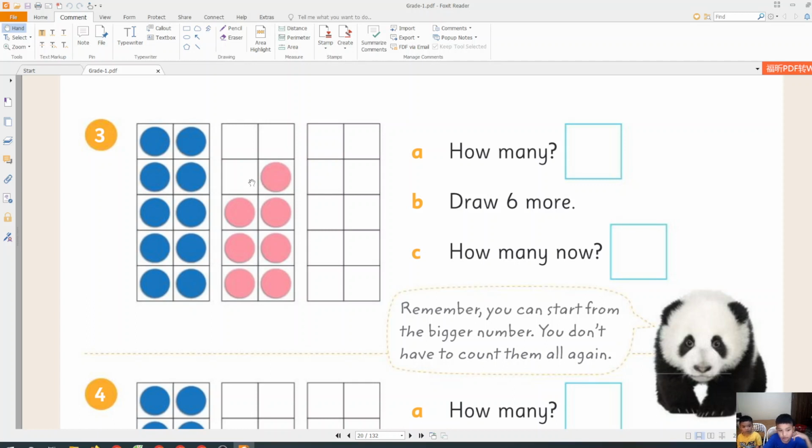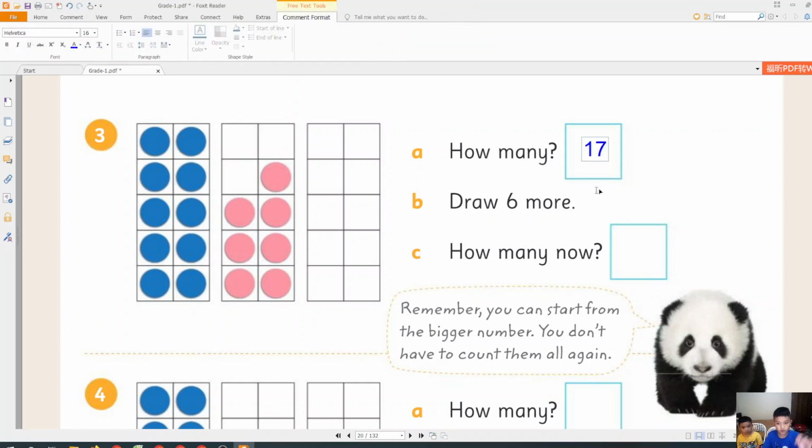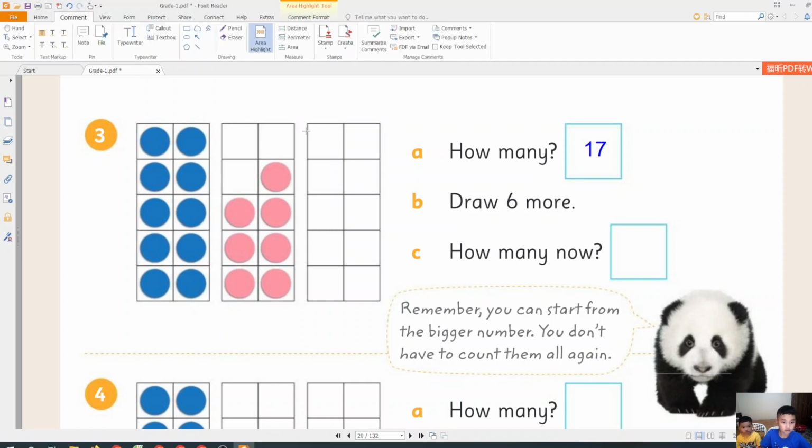Khoan? 17. This is 17. Let's put it here. Yes, it's 17. And we will draw 6 more dots like this. I will draw first. 23.